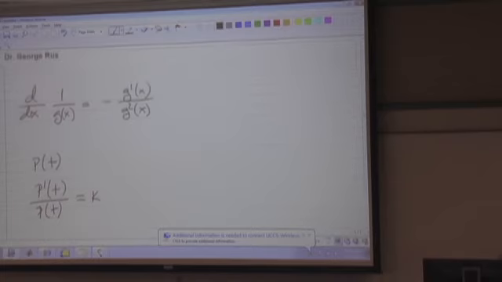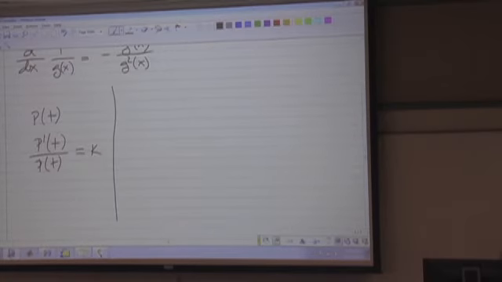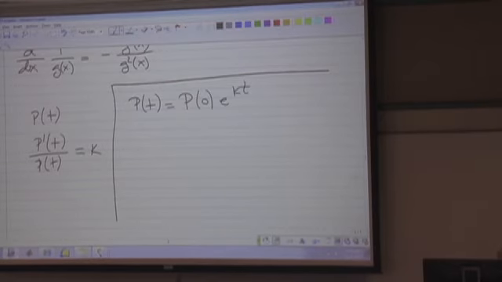So what you have to recognize is that P of t has to look like P of 0 times e to the kt. And now P of 2 is equal to 600. And then it says after 8 hours the count is 75,000. So P of 8 is equal to 75,000.